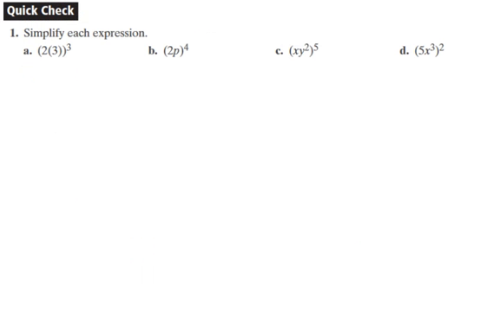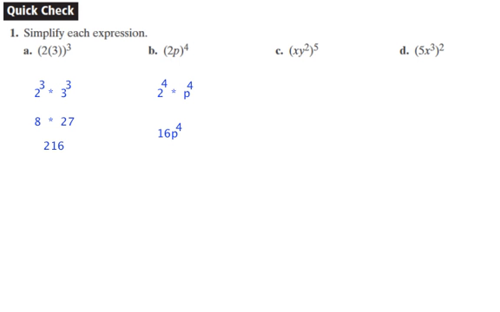To simplify expression 1a, 2 times 3, that quantity to the 3rd power, you can take 2 to the 3rd times 3 to the 3rd. 2 to the 3rd is 8, 3 to the 3rd is 27. 8 times 27 is 216. 2p to the 4th power would be 2 to the 4th times p to the 4th. 2 to the 4th equals 16, so we end up with 16p to the 4th power.